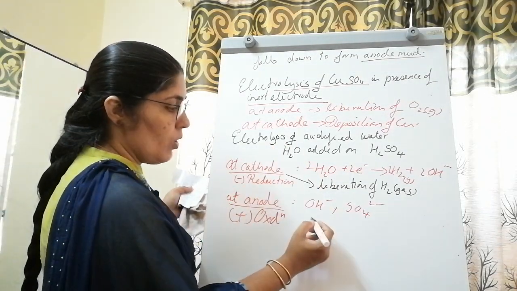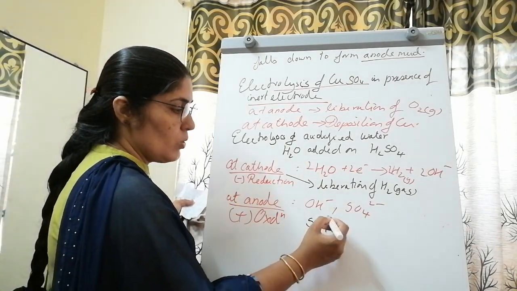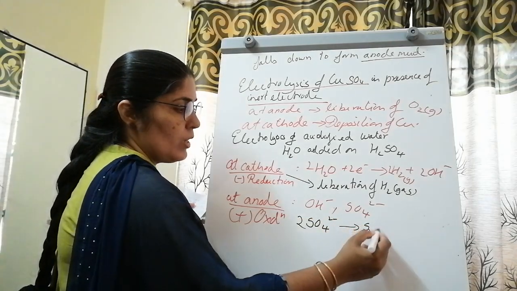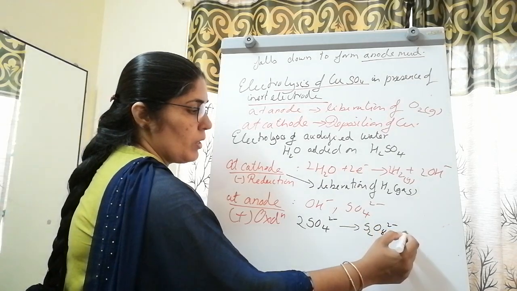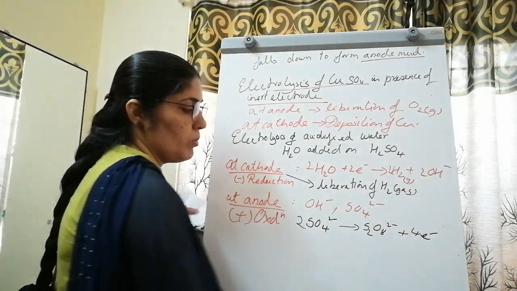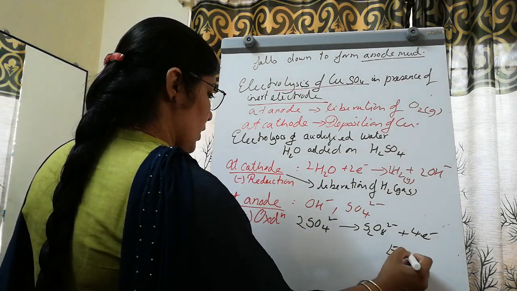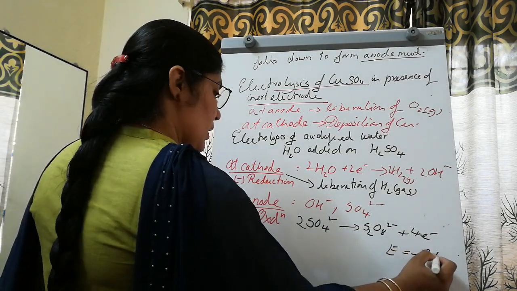When we consider the oxidation of sulfate ion, SO4 2 minus gets converted into S2O8 2 minus plus 2 electrons. It is going to liberate electrons, and its reduction potential is already given as what? Minus 1.96 volt.